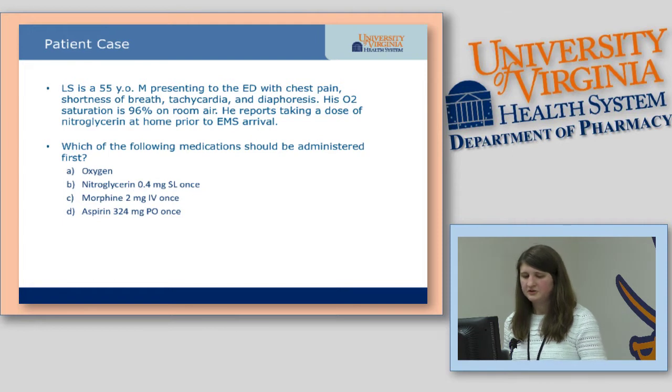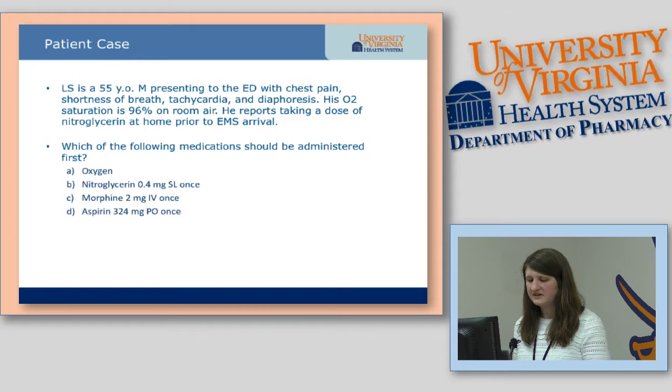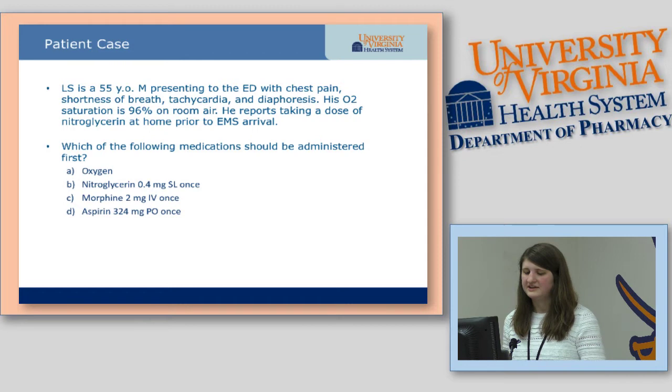This leads us to our first patient case. So we have LS, a 55-year-old male, presenting to the ED with chest pain, shortness of breath, tachycardia, and diaphoresis. His O2 saturation is 96% on room air, and he reports taking a dose of nitroglycerin at home prior to EMS arrival. Which of the following medications should be administered first?